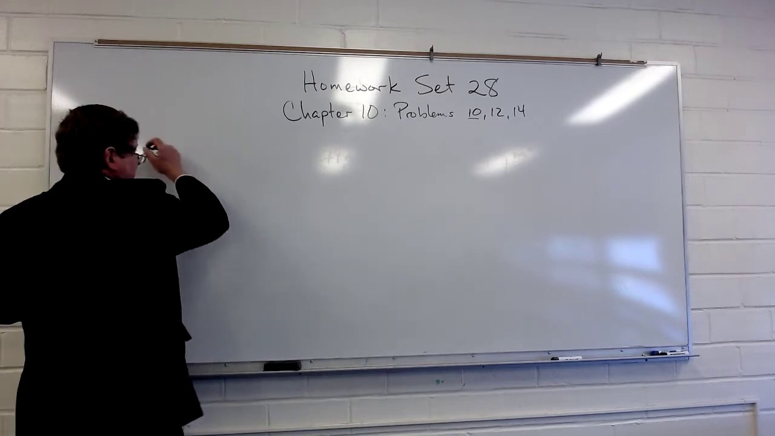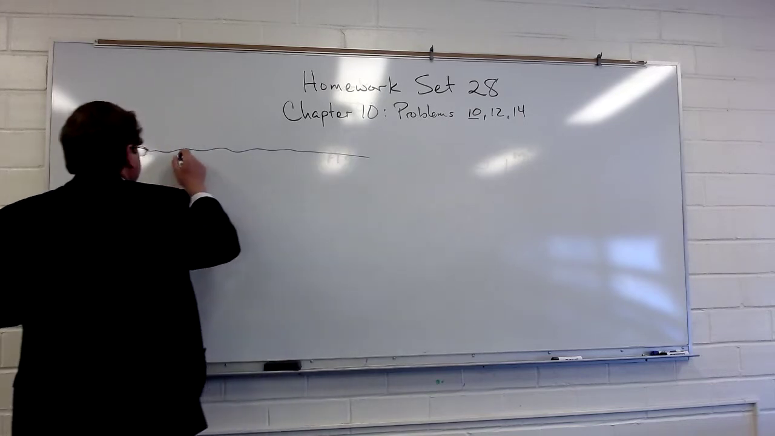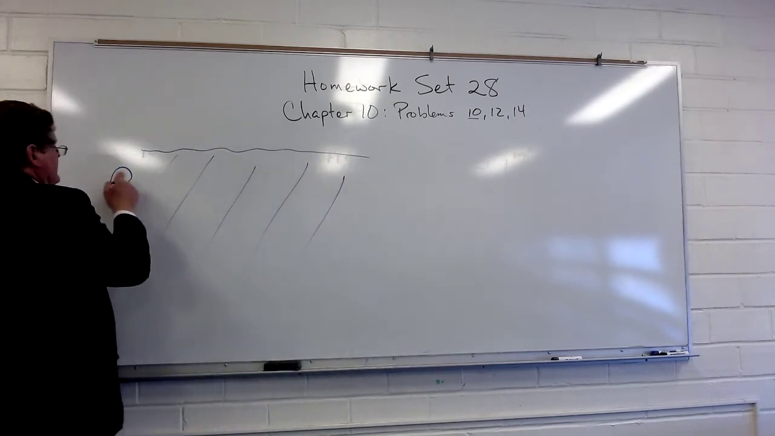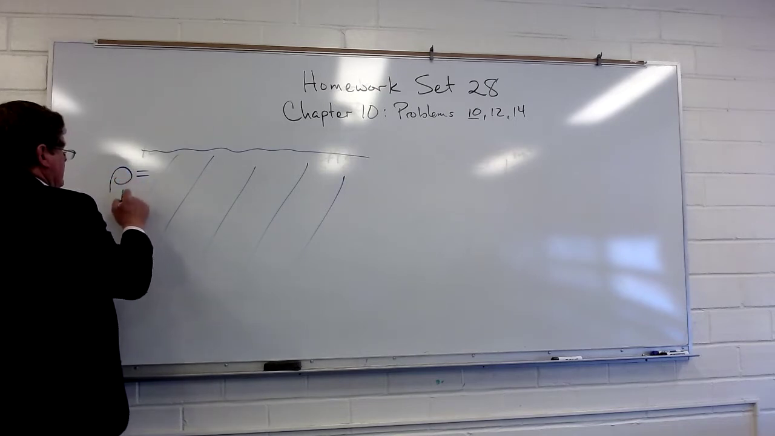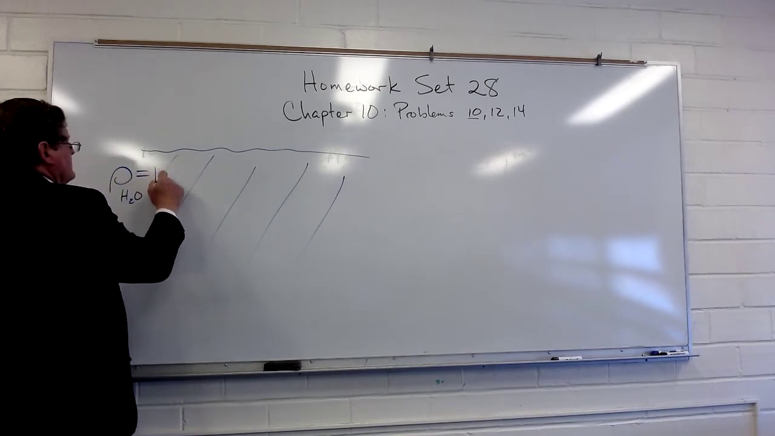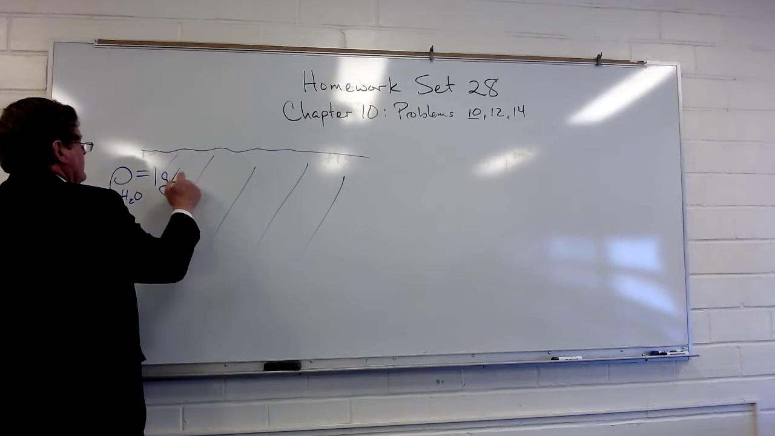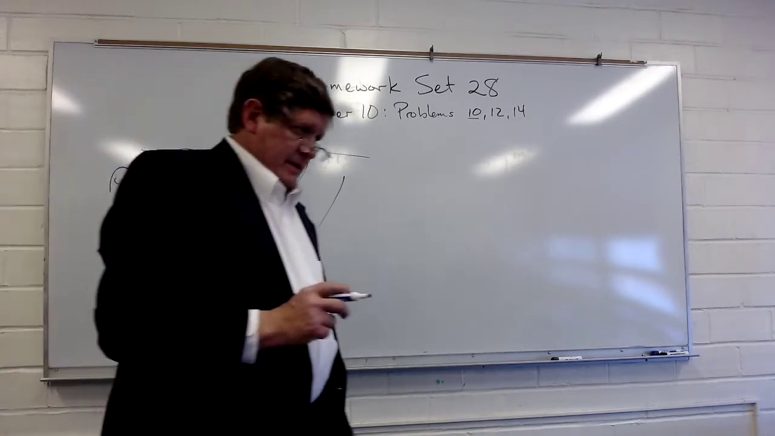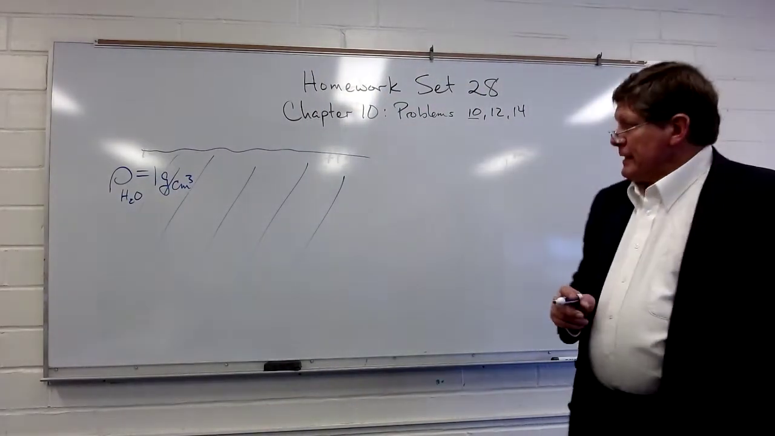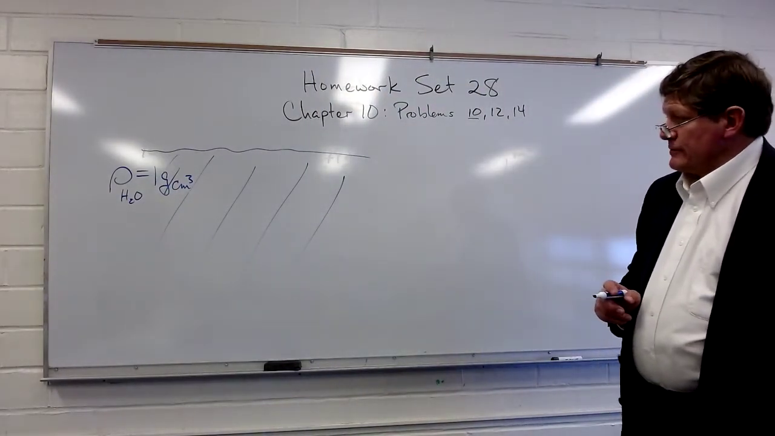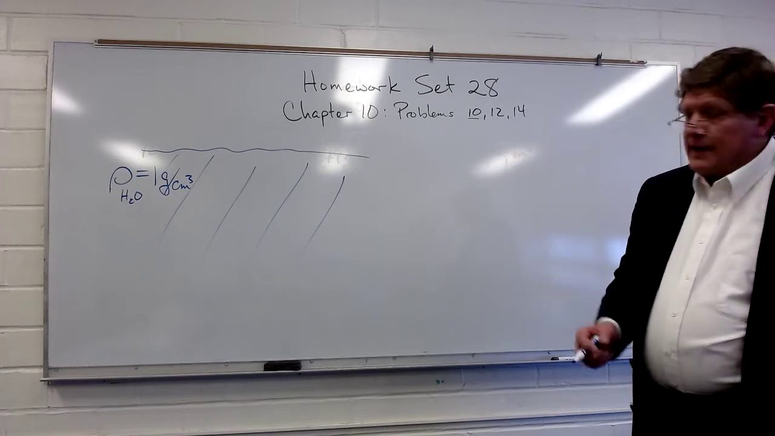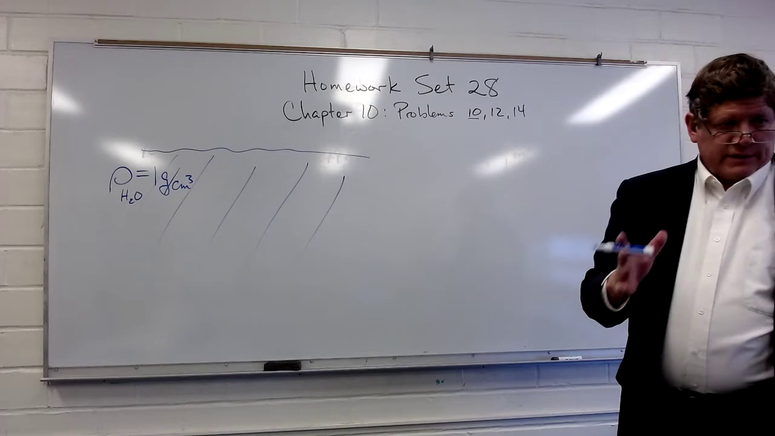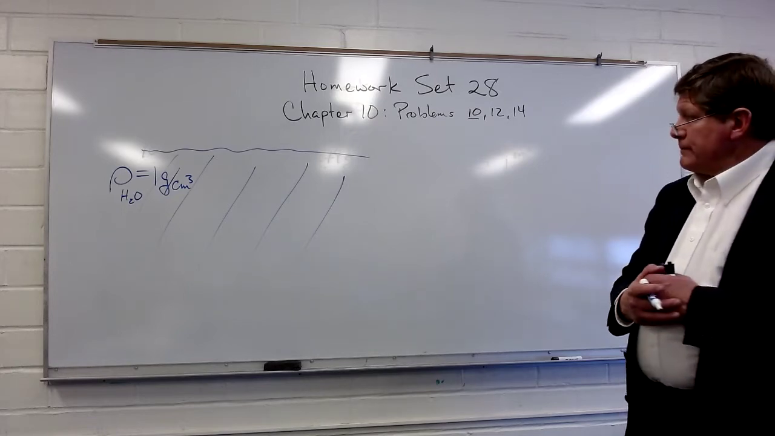You have a lake of fresh water, and you know that the density of water is 1, okay? And that makes it really easy to work with. And of course, that's how we define the gram: a gram of water is the amount of water that takes up 1 centimeter cubed.